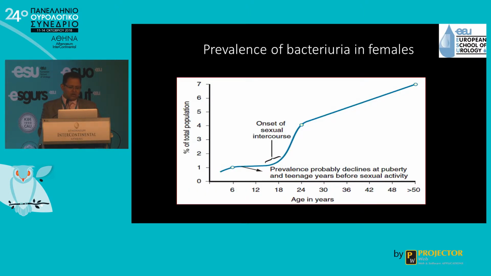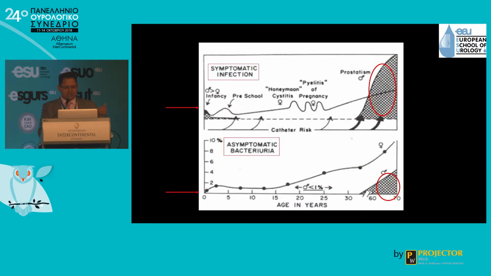The prevalence of bacteriuria varies, but it starts from around teenage, and then it increases with the onset of sexual intercourse. But when you look at symptomatic infections, generally, it is gradual for females, and in males, it starts with the problems starting with the prostate and enlarged prostate and issues relating to emptying the bladder.